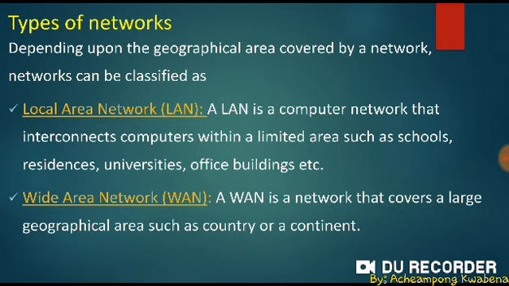Okay, now let's look at the types of network. When you say types of network, we are referring to how networks are formed depending on the geographical area covered by the network. That's the surrounding, at what range is the network being connected? Now let's look at some examples of them. The first one is the local area network, that's LAN. A local area network is a computer network that interconnects computers within a limited area, such as schools, residences, universities, office buildings, and so on.